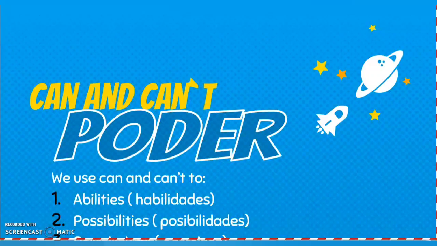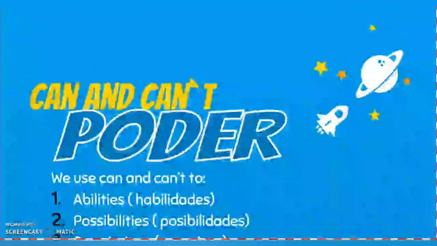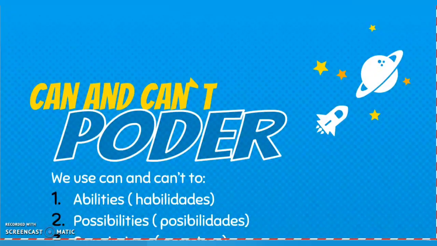Okay, so the second modal verb that we are going to learn today is can and can't. The meaning of can is poder. Like for example, yo puedo correr, tú no puedes ir a la fiesta, yo no puedo nadar.